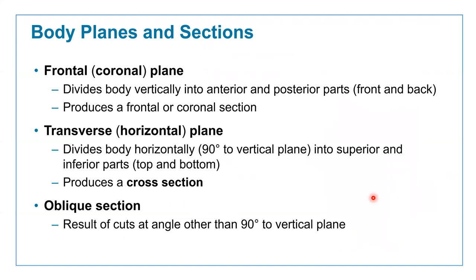Now, the frontal or coronal plane makes a frontal or coronal cut and produces a frontal or coronal section. And this divides your body into front and back. The transverse or horizontal plane makes a transverse or horizontal cut, and it produces, you see it says here cross section, but it would be correct to call it a transverse section or horizontal section. It's just that cross section is more common, right? And the transverse plane divides your body into superior and inferior. An oblique section results from a cut at an angle other than 90 degrees to the vertical plane.